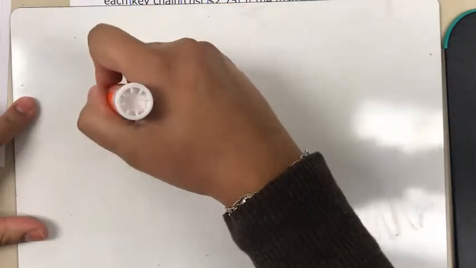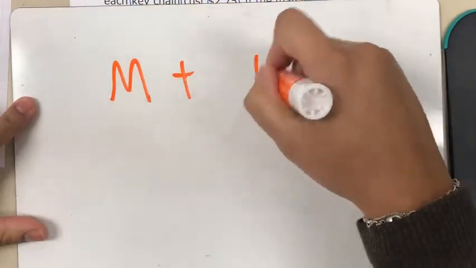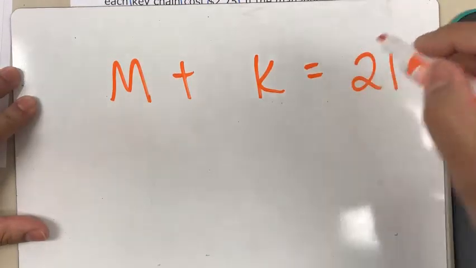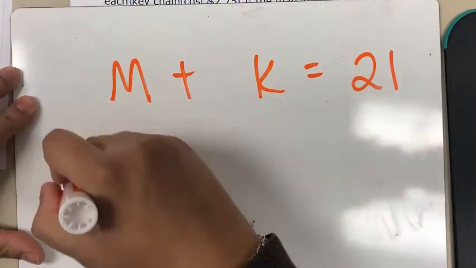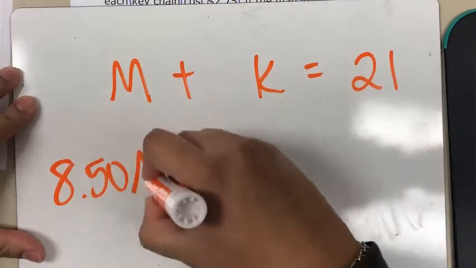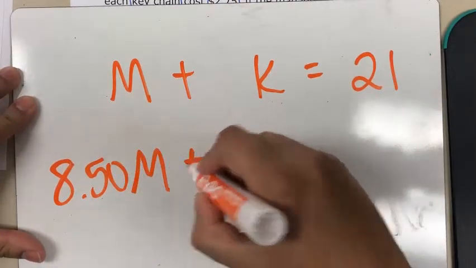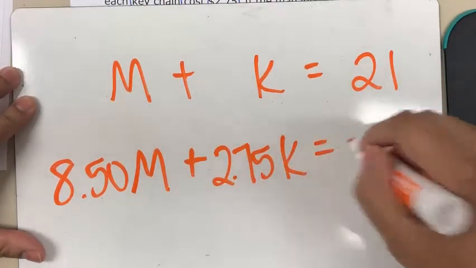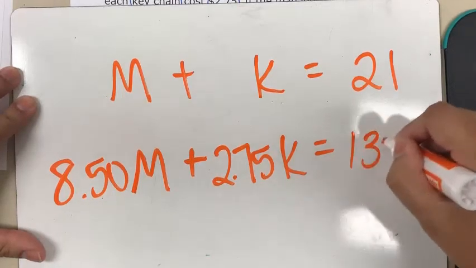Okay, so remember we have m plus k equals 21, and we had 8.50 m plus 2.75 k equals 132.50.